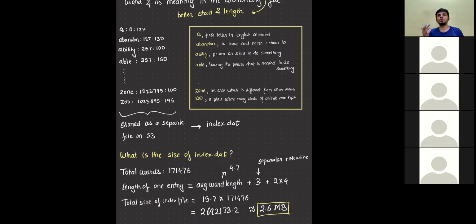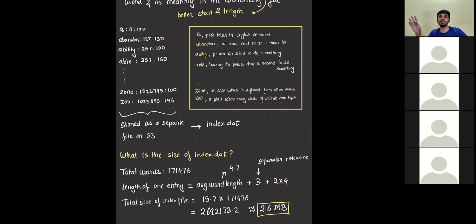So let's say you want to measure how big our index.dat file would be. The total number of words in the dictionary is 171K, close to 200K words. We said that the length of one entry is nothing but the average word length plus two separators and a new line. This is exactly how we store the data. So average word length plus 3 plus 2 into 4. Basically, two integers we are storing.